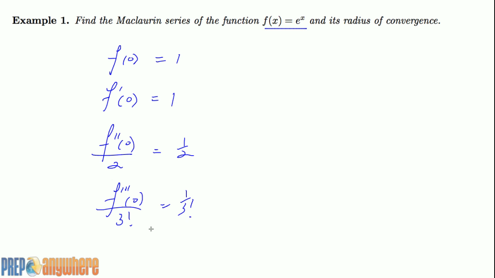So the Taylor expansion, now you can imagine, is going to be the following. Instead of e to the power of x, we can approximate it with 1 plus x plus half x squared. So let's actually write it like this: x squared over 2, x cubed over 3 factorial, x to the 4 over 4 factorial.